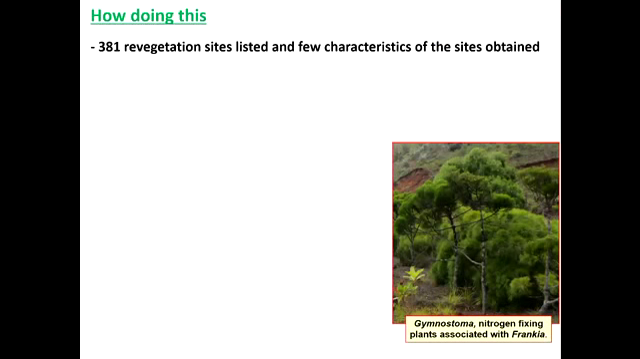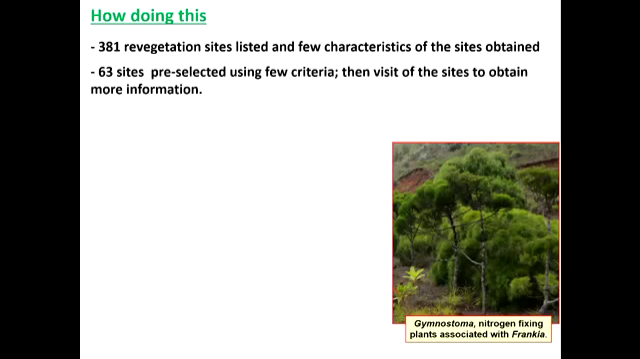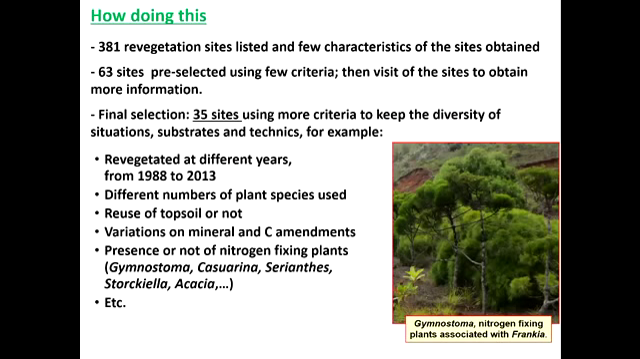For doing this, we listed 381 revegetation sites, after obtaining a few characteristics of the sites, and then we pre-selected 63 sites using these criteria, and then we visited these sites to have more information, and finally selected 35 sites using more criteria to keep all the diversity of the situations, substrates and techniques.